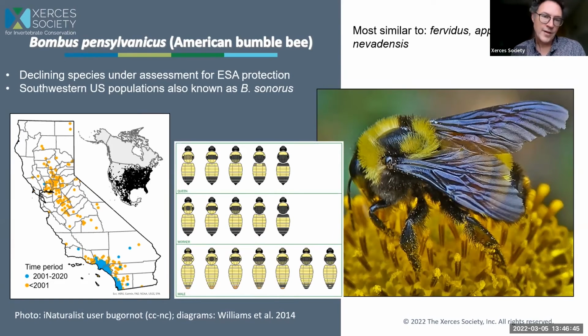This is Bombus pennsylvanicus, the American bumblebee. In California, populations are known as Bombus sonoris, as in Sonoran Desert. Many researchers believe these are the same species, and I will call it pennsylvanicus or American bumblebee for now. With time, I believe that we're going to see several other species split out of American bumblebee, at least in Mexico, but sonoris may or may not be its own species. We'll call it pennsylvanicus for now.